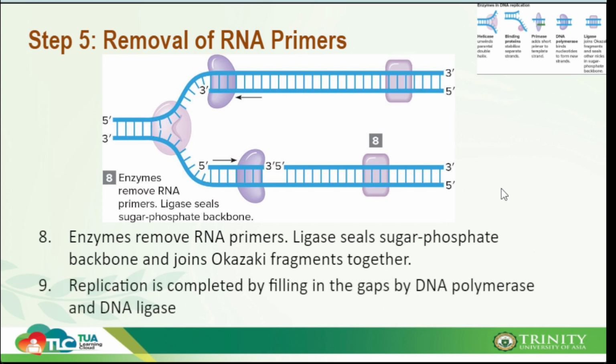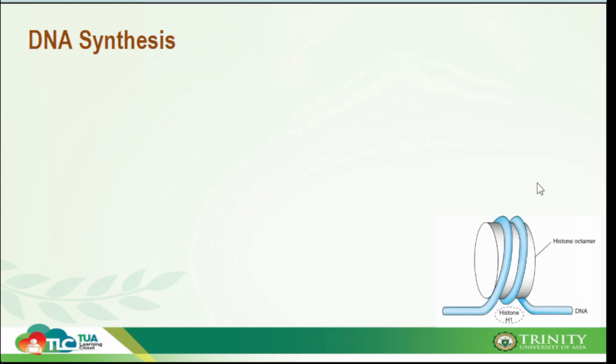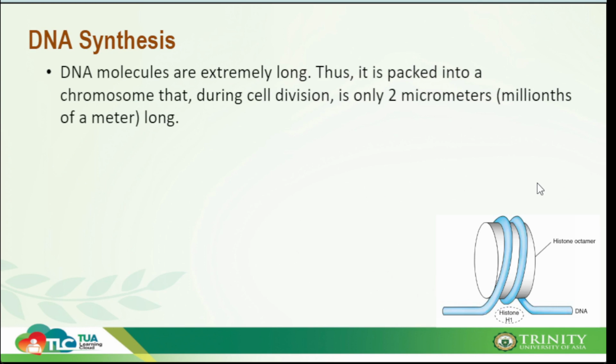So replication is completed by filling in the gaps by the DNA polymerase and your ligase. So afterwards, after we create two DNA molecules, we will be left with two extremely long DNA strands. So as we know, these DNA strands are very, very long. So we have to be able to condense them into a smaller structure in order to facilitate faster cell division.